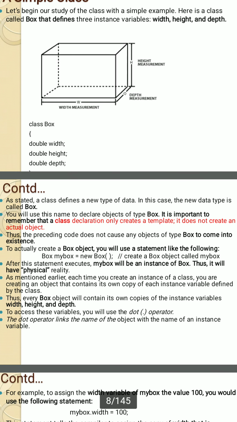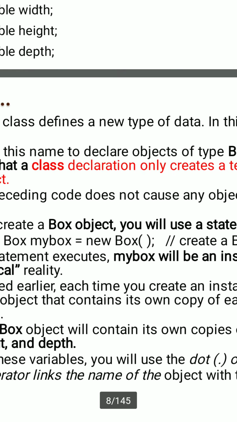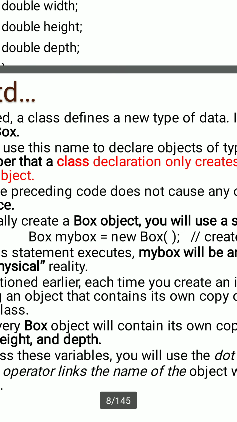If you have created a class and you want to do any execution, we have to create an object of that class here. How to create an object? Here you see this is a statement for creating an object. Box is the name of the class followed by the object name. Here the object name is mybox equal to new.